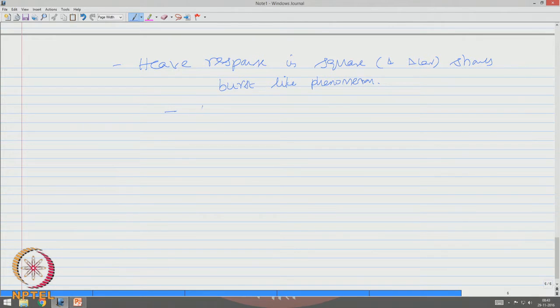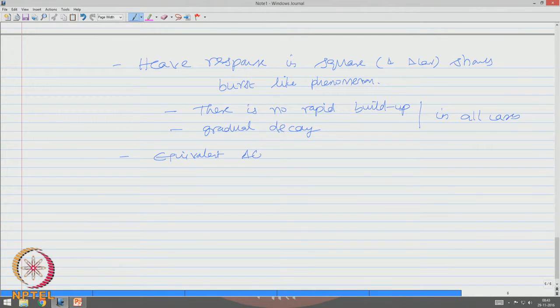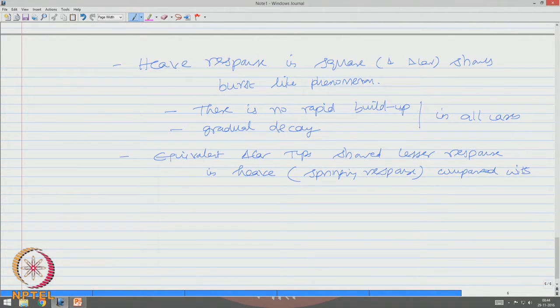The only good thing about it is there is no rapid build up. It has got a gradual decay in all cases. Comparatively, equivalent triangular TLPs showed lesser response in heave degree, or I should say lesser springing response compared with square TLP.